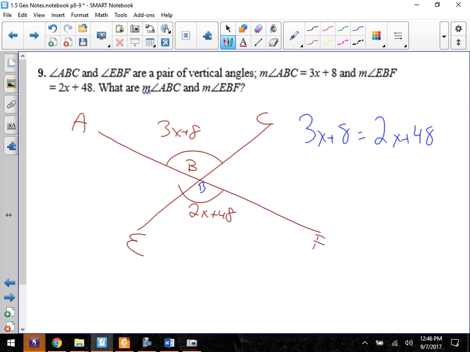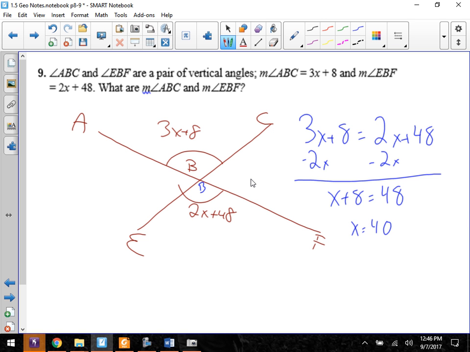I don't like that. Variables on both sides. What are you going to move? Pick on the little guy. Move the 2x over. We get x plus 8 is 48. What's x?